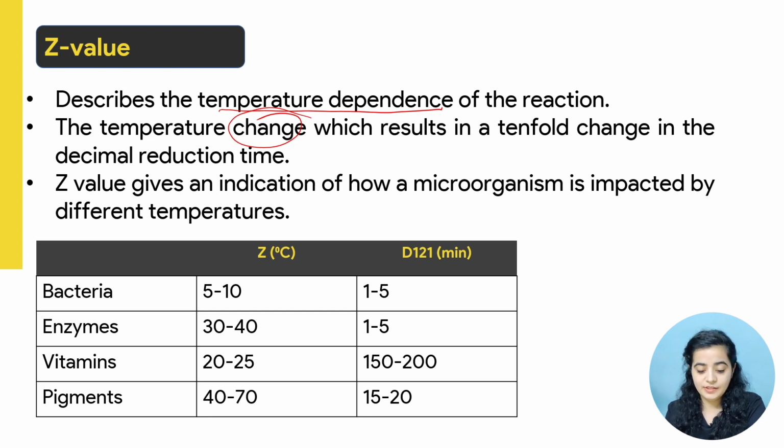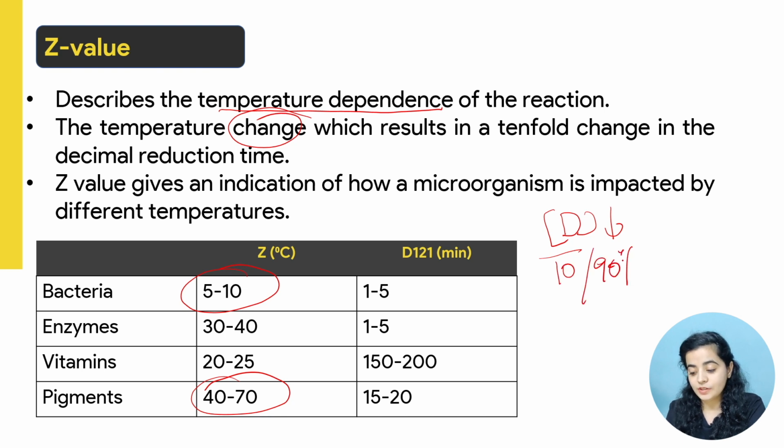For example, let us see, bacteria has a Z value in the range of 5 to 10 degrees Celsius, whereas in the case of, say, pigments, it is 40 to 70 degrees Celsius. So we can say bacteria is comparatively more sensitive to heat than pigments. So it is more easily destroyed as compared to pigments. So we can say that Z value is basically the temperature increase that is required to bring down the decimal reduction time by 1 log cycle, or by a factor of 10, or by 90%.